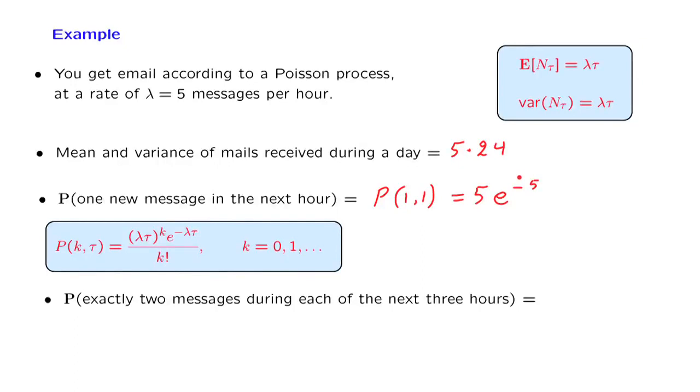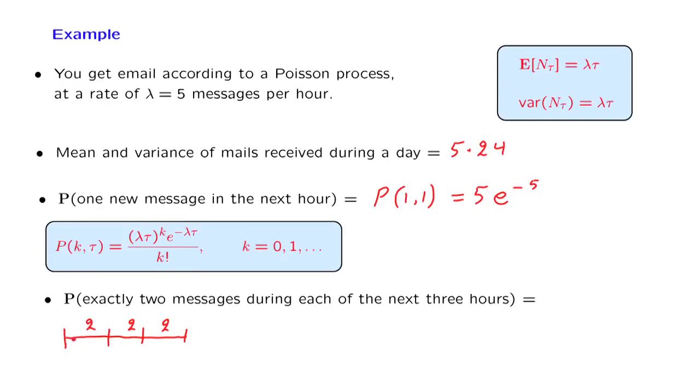Finally, what is the probability that during each of the next 3 hours you obtain 2 messages? So this is an event which is actually the intersection of 3 events: the event of 2 messages in this hour, 2 messages in this hour, and 2 messages in that hour. For the Poisson process, we have assumed that different time intervals are independent of each other, so what we need to do is to multiply the probability of 2 messages in this hour with the probability of 2 messages in that hour and the probability of 2 messages in that hour.